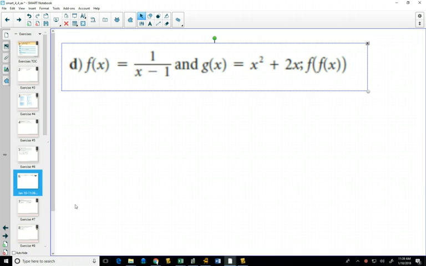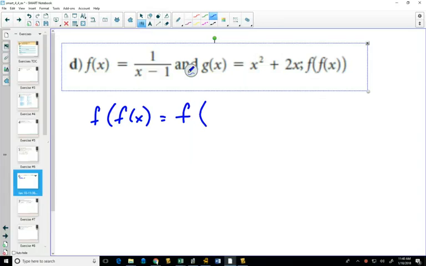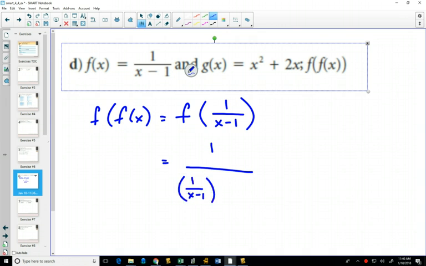F of x would be equal to the inside f of x is 1 over x minus 1. And the function f says whatever you plug in, you put that 1 over that minus 1 after. So this will be 1 over, and then you'd have 1 over x minus 1 would get put in, and then you subtract 1 after that.